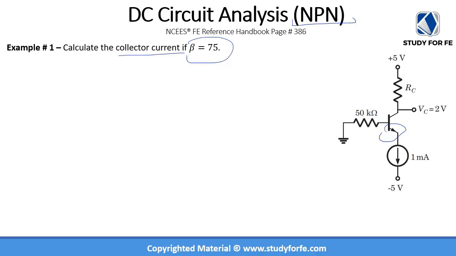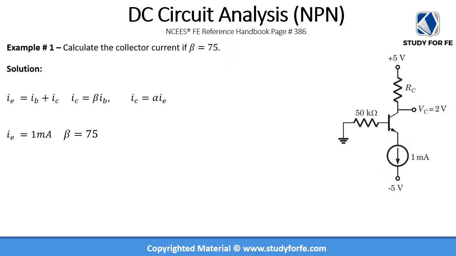Another thing that you can notice is that your emitter current has a current source, which basically means that the emitter current is fixed. So your IE is fixed to 1 milliamp. This is an important observation to make. The other important piece of information that's provided to you is VC. So your collector voltage is 2 volts.